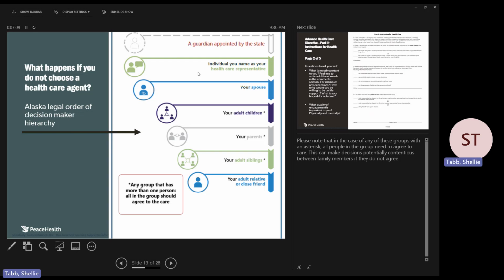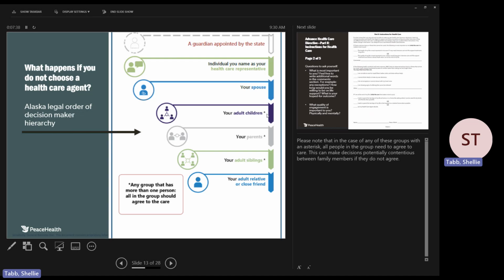Below that is your spouse. Next in line are your adult children, should you have any. After that, your parents, your adult siblings, or an adult relative or close friend. Please note that these asterisks mean where multiple people are involved, all of those people, if you didn't designate one, would have to agree in your course of care.